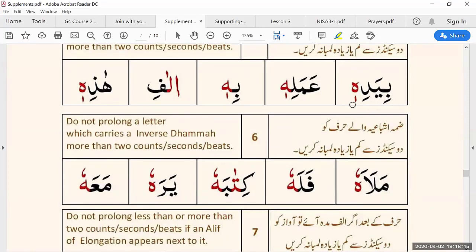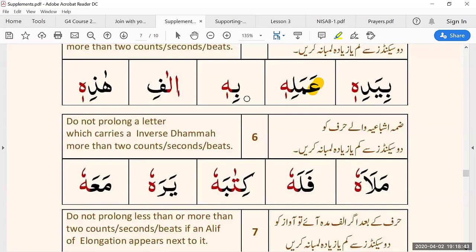بيده, عمله. This ain, the letter ain, has a very prominent sound, different from alif. It comes from the middle of the throat. Amalihi, عمله. If you keep practicing, inshallah, it will get better.